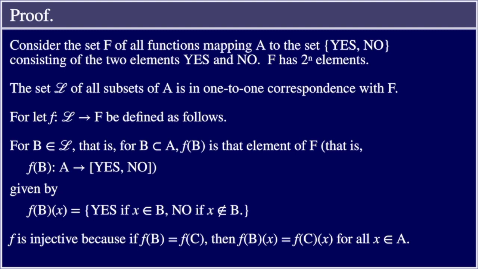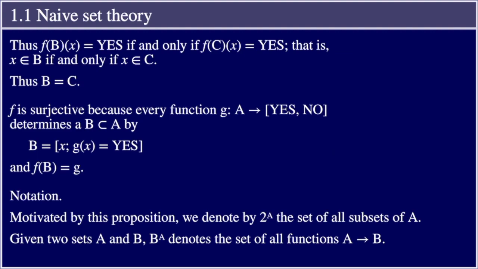f is injective because if f(B) equals f(C), then f(B)(x) is equal to f(C)(x) for all x a member of A. Thus f(B)(x) equals yes if and only if f(C)(x) equals yes. That is, x is a member of B if and only if x is a member of C. Thus B is equal to C.